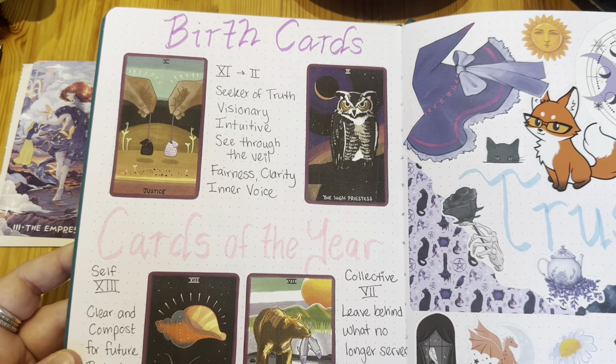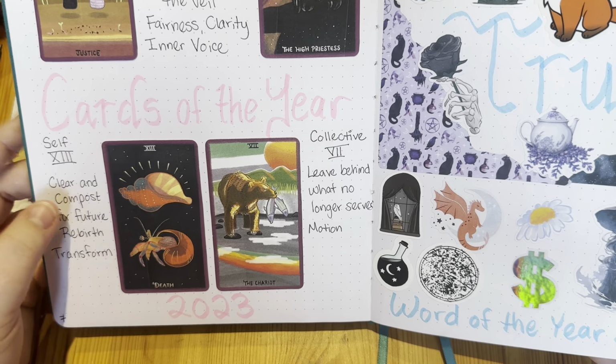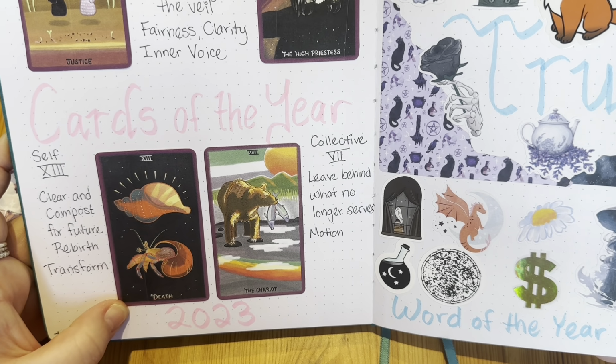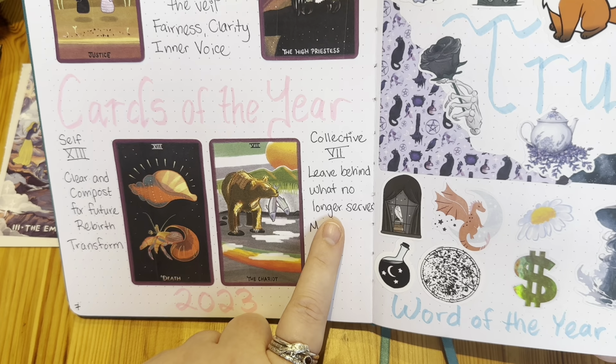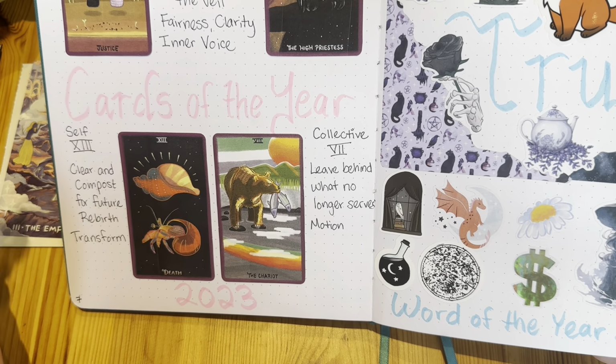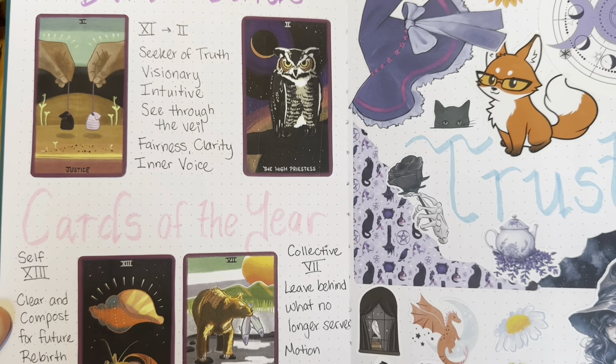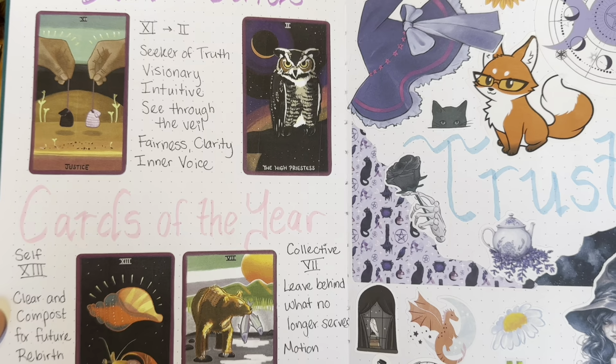And then in terms of my cards of the year, I have my self card of the year, which was Death, like we talked about. But then there's also the collective card of the year, which for 2023 was the Chariot. So I have that here. So this is one way you could set up a spread to honor your birth and card of the years.